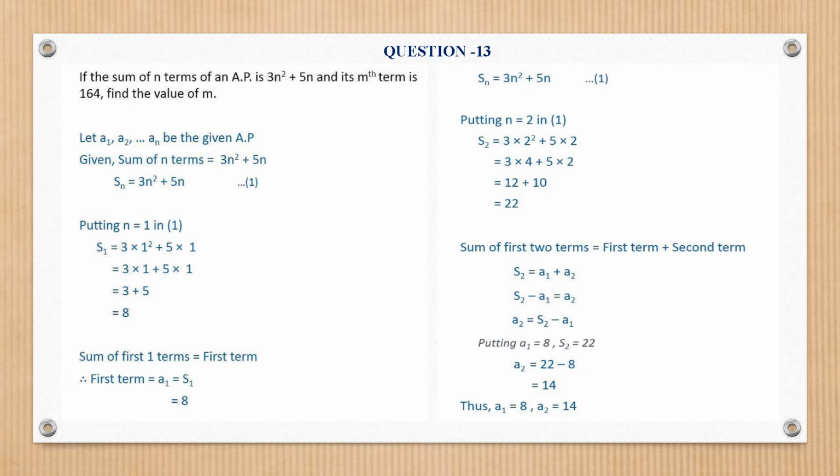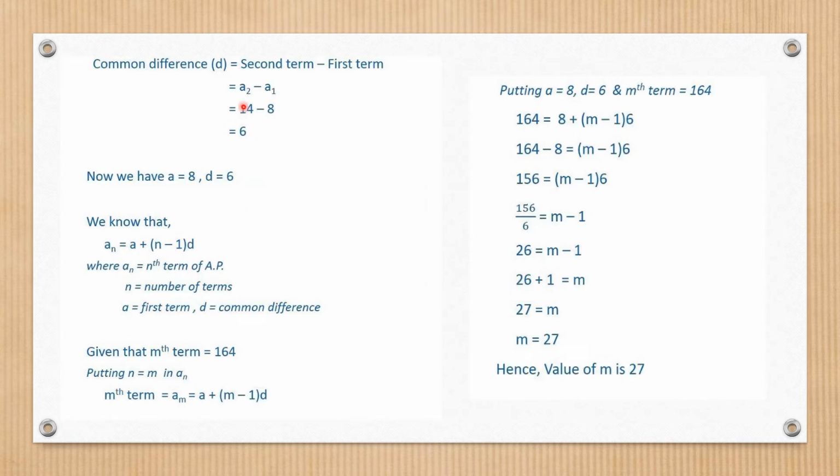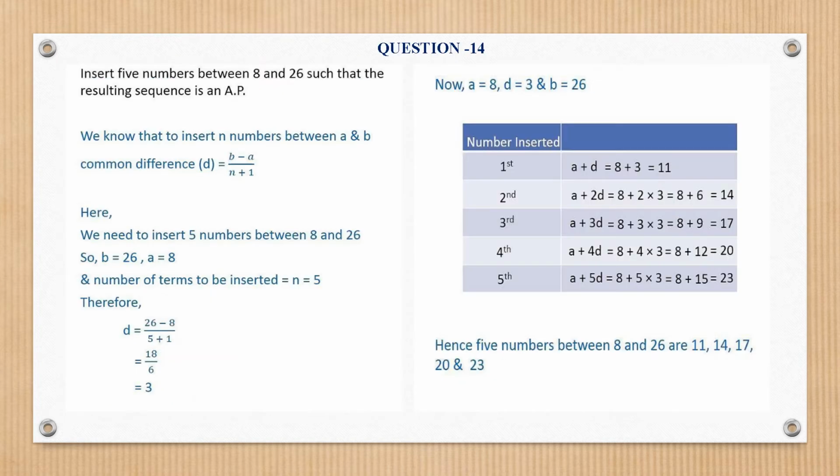And now I can also calculate D. So D here is A2 minus A1, that is 6. A is 8, D is 6. Now using the formula An is equal to A plus (n minus 1)D, I'll put this condition that the mth term is 164. That is, Am is A plus (m minus 1)D, where Am is replaced by 164, and A and D by 8 and 6. By solving it, we get 156 by 6 equal to m minus 1. That is, m is going to be 27. Hence, the value of m is 27.